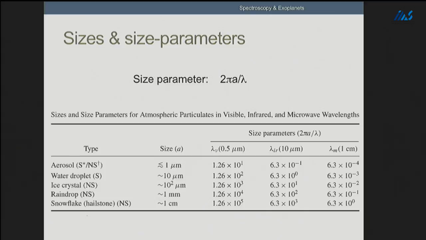This is just a table showing the size parameter when we compare the size of the particle to the wavelength in the visible, mid-infrared and microwave, and of course the size parameter changes with the wavelengths of the photons we're looking at. Meaning, if we want to see through an atmosphere, the particular wavelength we select is important, because the size parameter will change, and so having radiation at a longer or shorter wavelength might be important depending on what we want to measure.